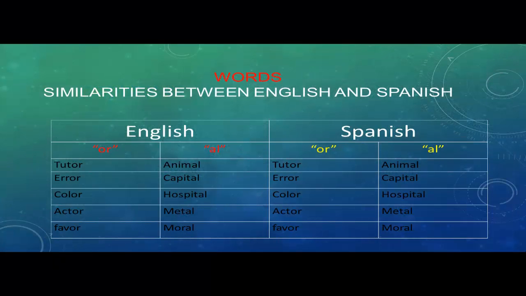The first similarity that we can find in both languages is that some words in English that finish in -or or -al are very often identical in Spanish. For example: tutor, error, color, actor, favor, animal, capital, hospital, metal, and moral.